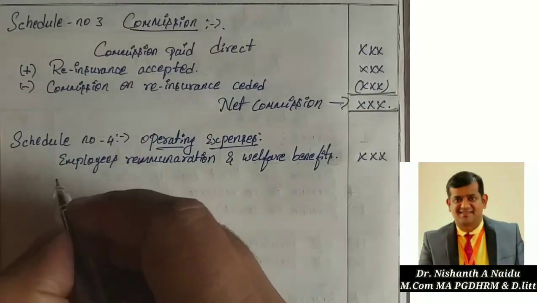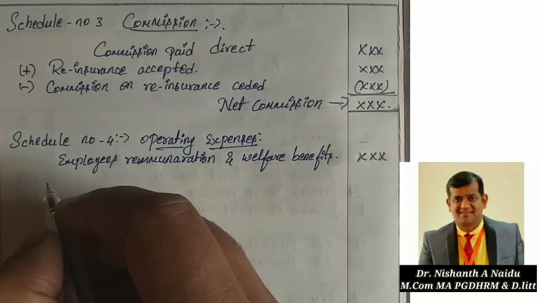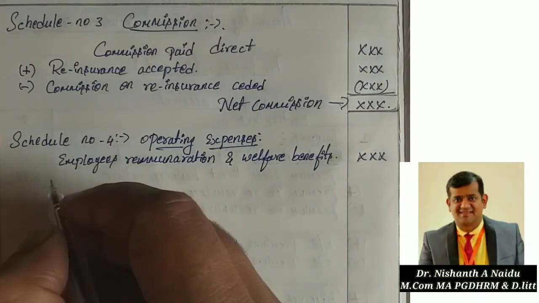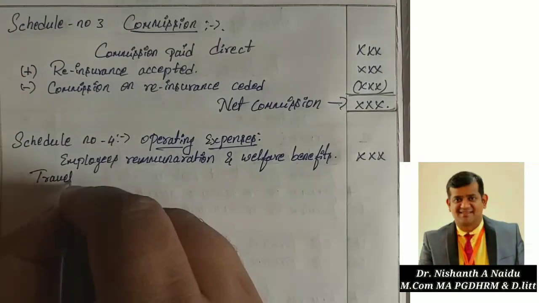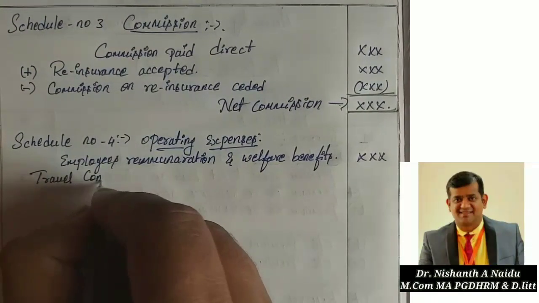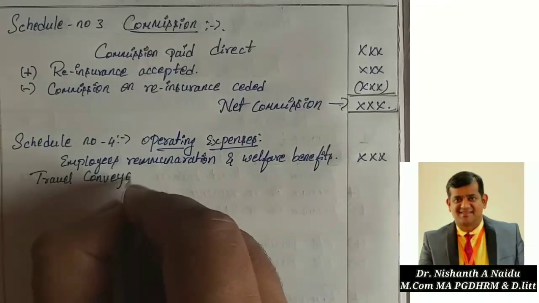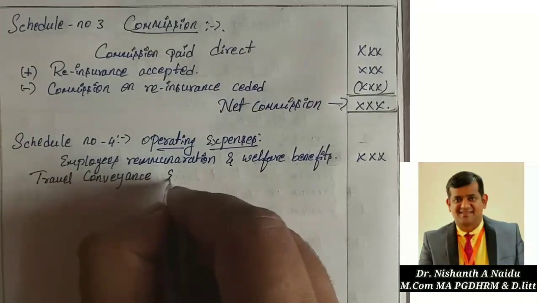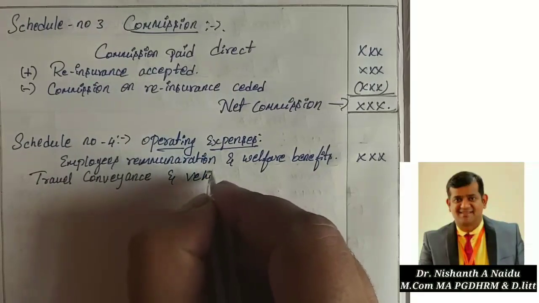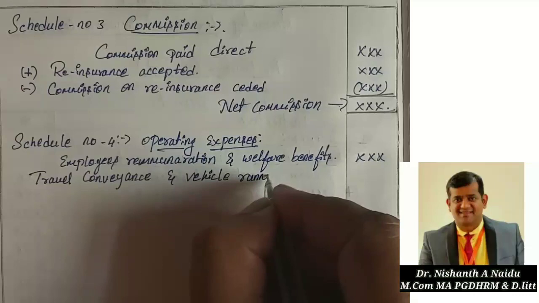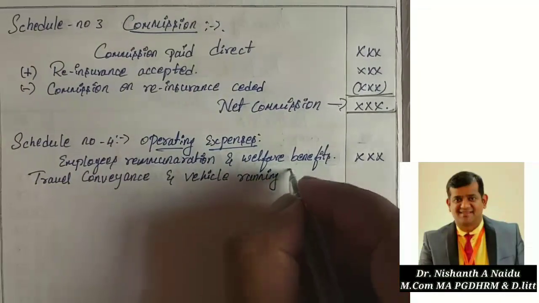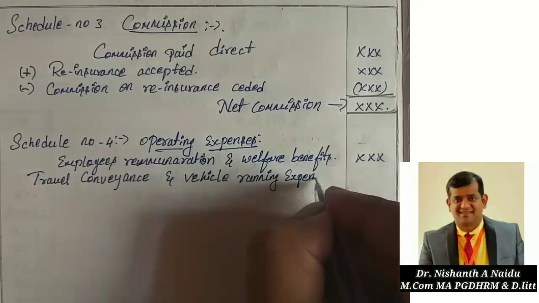So after that, travel, conveyance and vehicle running expenses.